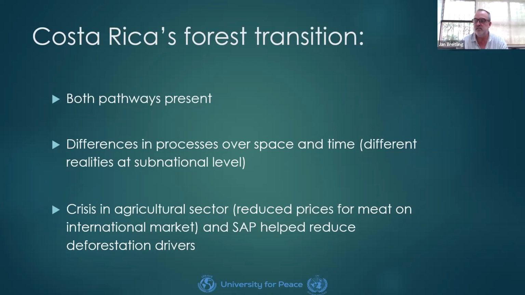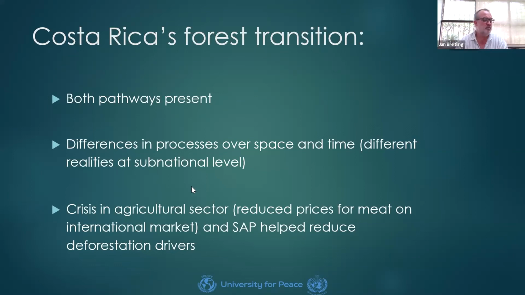So the crisis in the agro sector cannot be explained only through the structural adjustment programs, but also simply because of the global market. For example, the price for meat was going down, and we had a crisis of oil as well in the late 70s, remember? No, you can't remember because you weren't born. But there were many other things happening that had an influence on forest cover in Costa Rica.